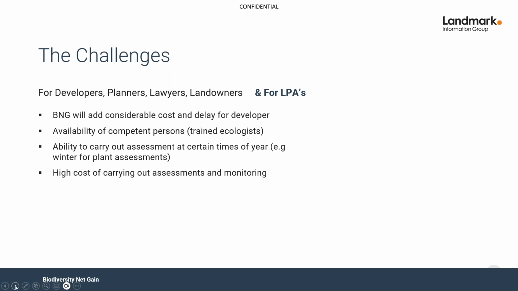And finally, there's the cost of carrying out assessments and monitoring. Now, of course, local planning authorities have been given some funding to support the recruitment and positioning of ecologists and specialists to support biodiversity net gain. But monitoring will build up over time and will become quite a task. Next slide, please.